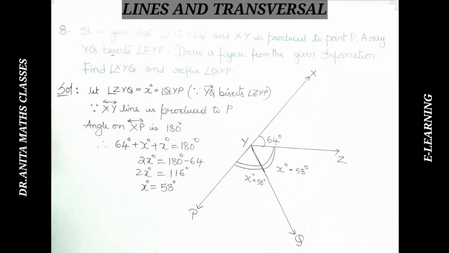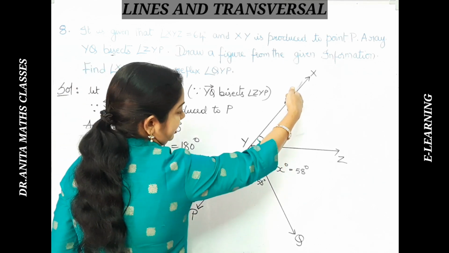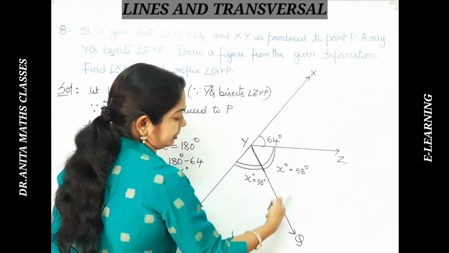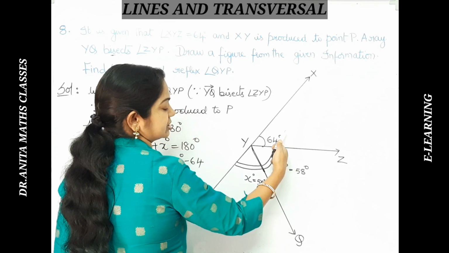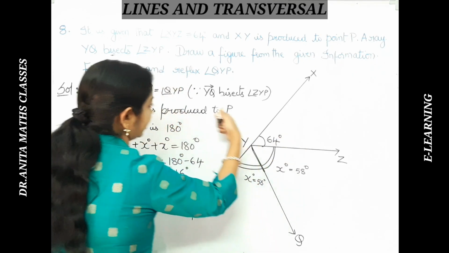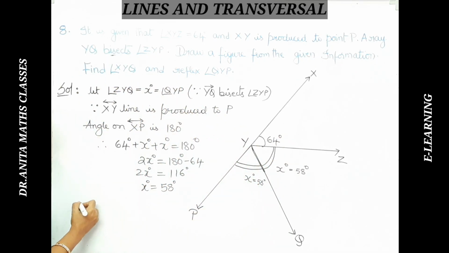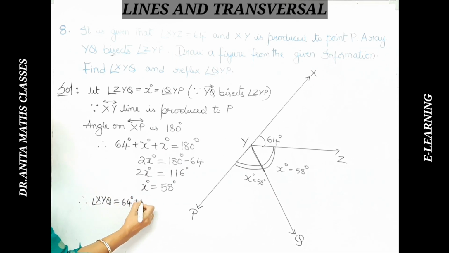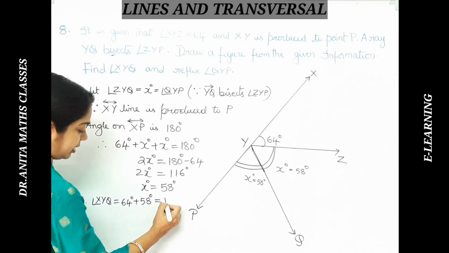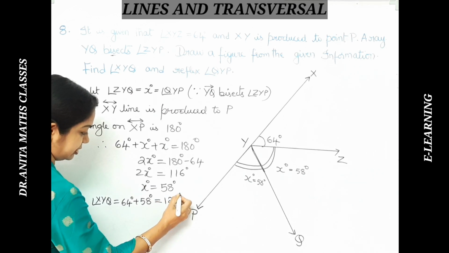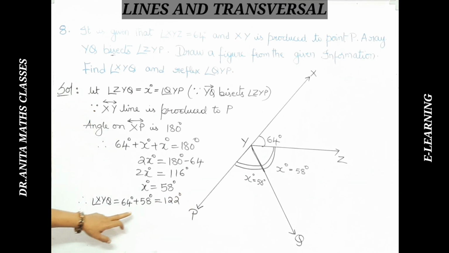We got that. So here it is asked, find XYQ. So that is X, Y and Q. But we got this 58. So this is 64. If you add both of them, we can get XYQ. Therefore, angle XYQ equals 64 degrees plus 58 degrees. Right. That comes to 122 degrees is XYQ.